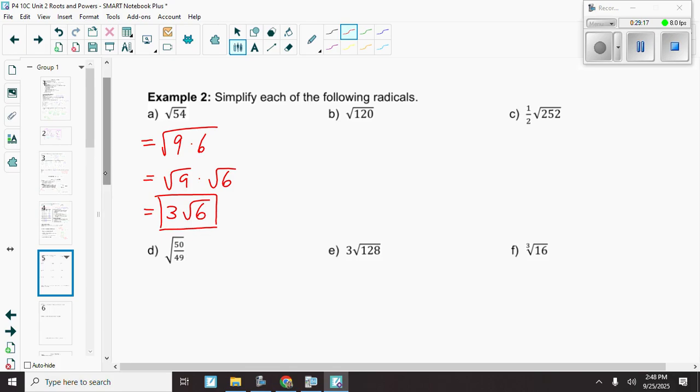So this is the simplified version of the root of 54. 6 is not a perfect square.